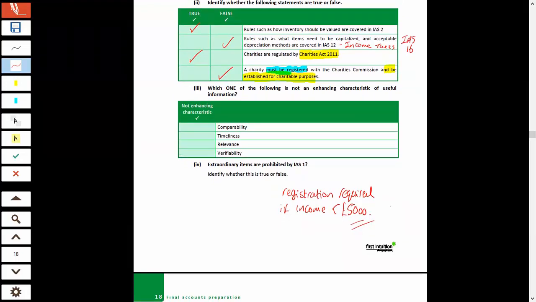Which one of the following is not an enhancing characteristic of useful information? We've got comparability, timeliness, relevance, and verifiability.